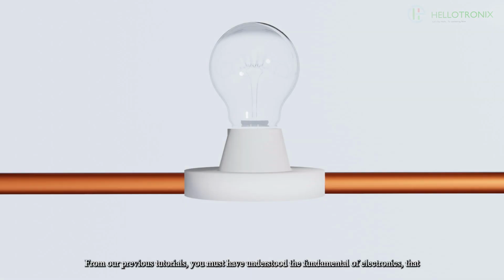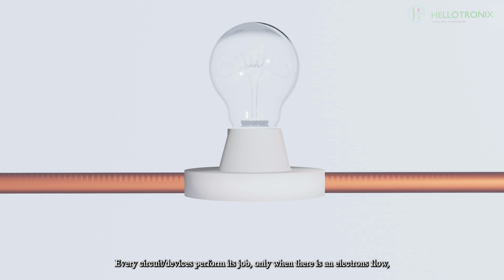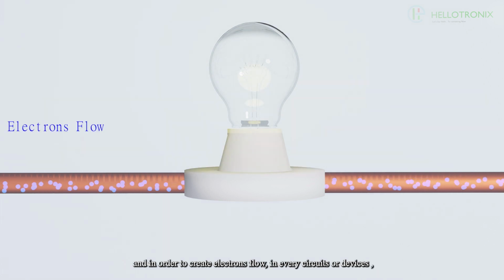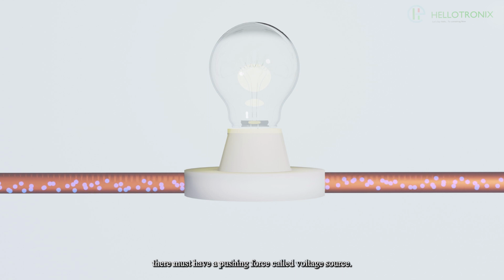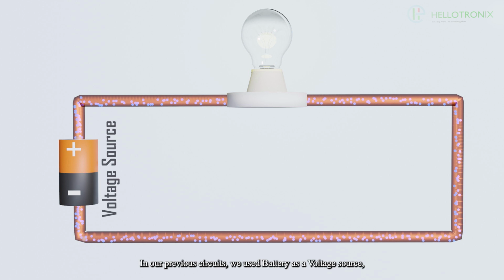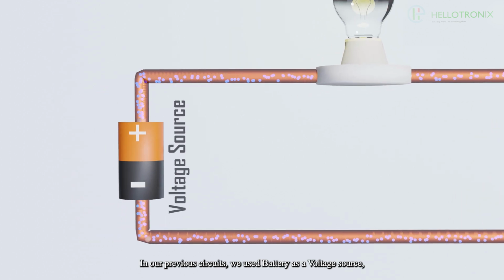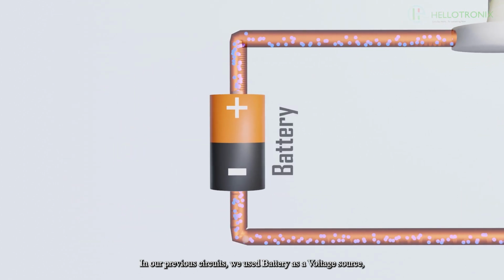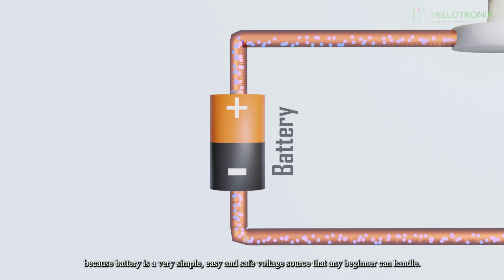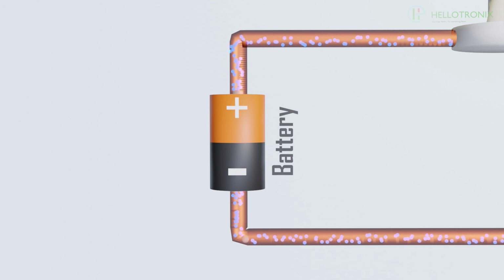From our previous tutorials, you must have understood the fundamentals of electronics, that every circuit or device performs its job only when there is an electron flow. And in order to create electron flow, in every circuit or device, there must be a pushing force called a voltage source. In our previous circuits, we used a battery as a voltage source because a battery is a very simple, easy and safe voltage source that any beginner can handle.